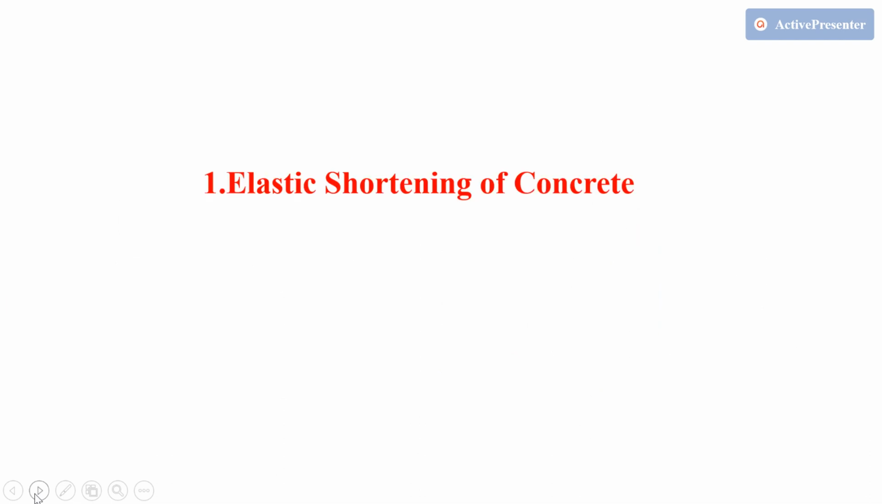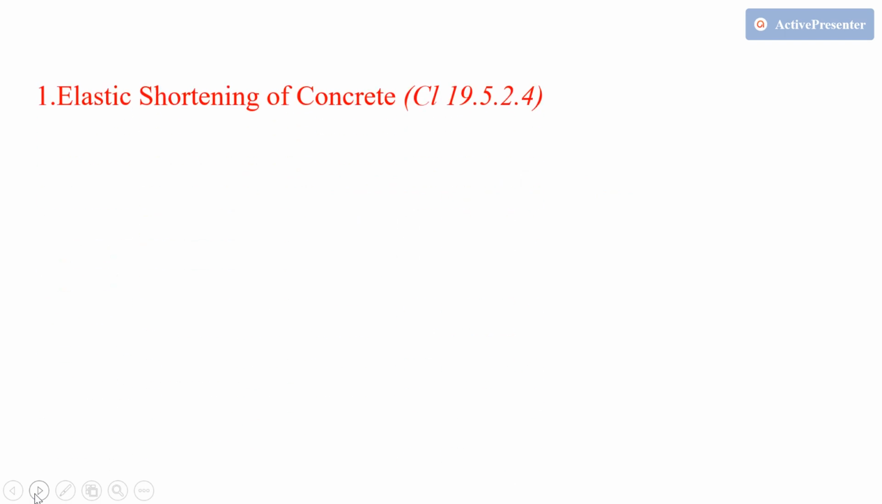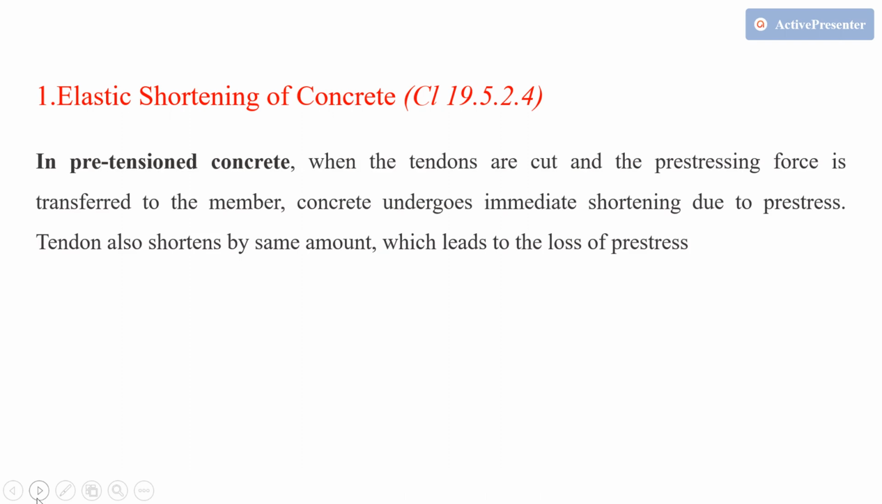The first one is elastic shortening of concrete. We can see this in clause number 19.5.2.4 of IS 1343:2012. You can read that. So in pre-stressed concrete, when the tendons are cut and the pre-stressing force is transferred to the member, the concrete undergoes immediate shortening. You can imagine what happens due to this pre-stressing force.